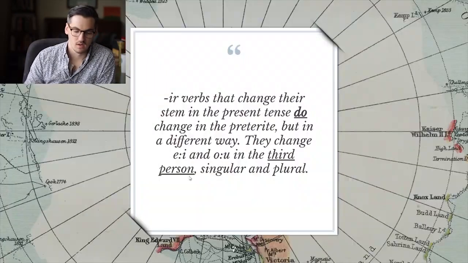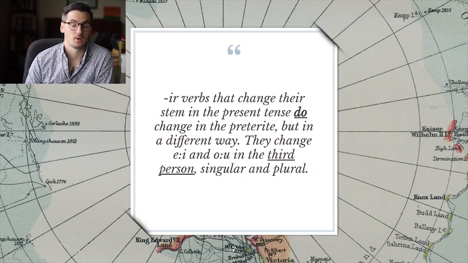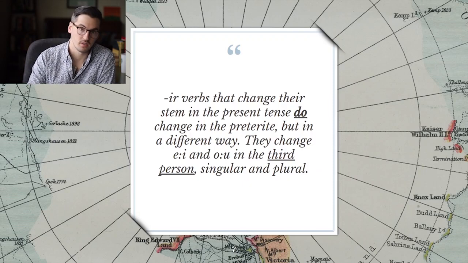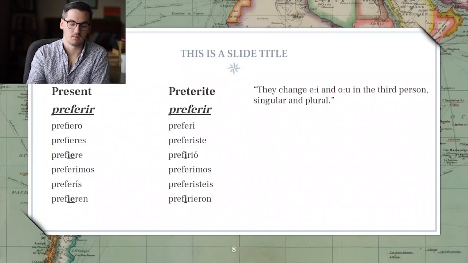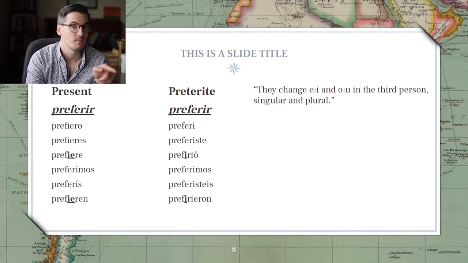Okay. The IR verbs, however, that change their stem in the present tense do change in the preterite tense, but only for some of them, and we'll look at why. They change the E, I, and the O, U. Those change as well in the third person singular and plural. Again, third person, he, she, it, they, singular and plural. Okay, the E to IE does change often in the present tense, but it doesn't change in the preterite every time that it changes. Only for third person singular and plural.